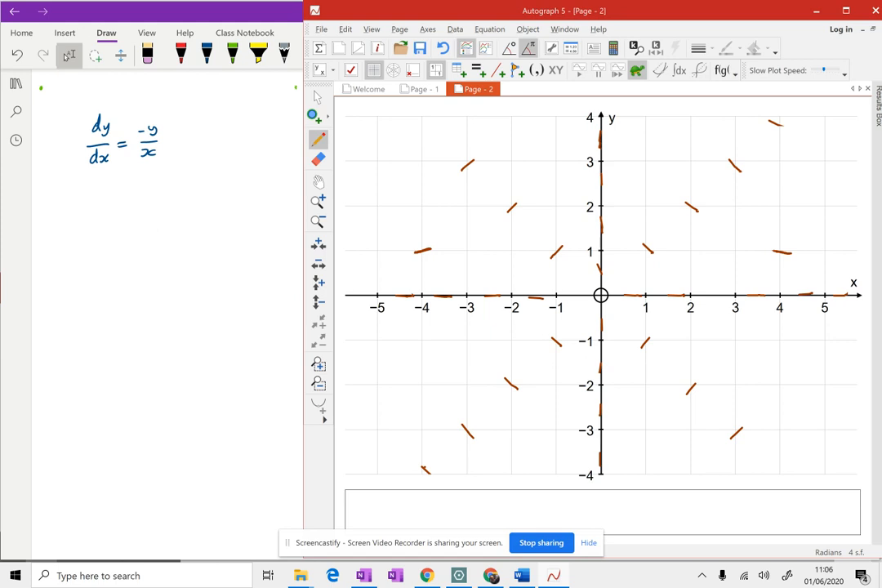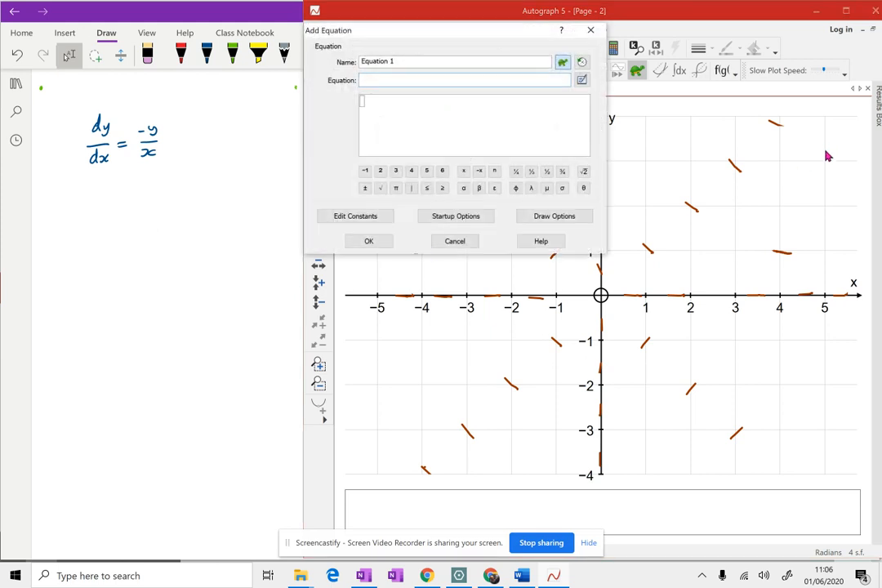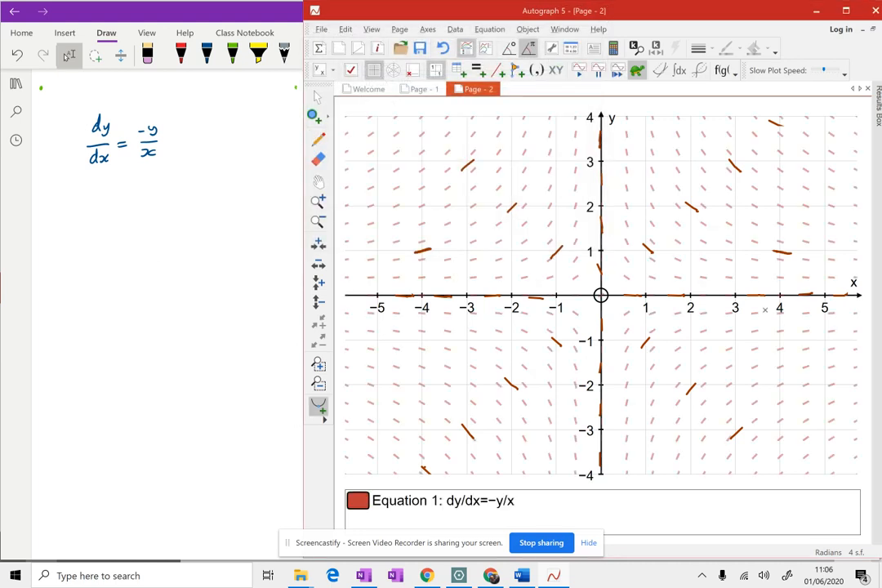So let's do that. If I'm in the right place. Yes, there I am. dy by dx is equal to minus y divided by x. That's right. And there it is. So a very, very different picture. You can see that the lines that I put on originally are all doing roughly the right thing. But now you can see the general character of the curves. Very, very different. So let's have a little look at one or two of those.